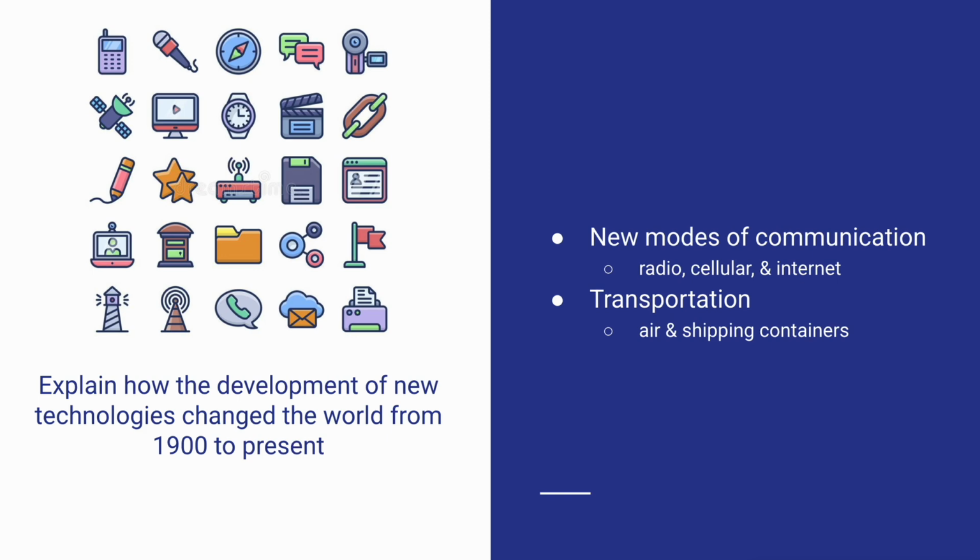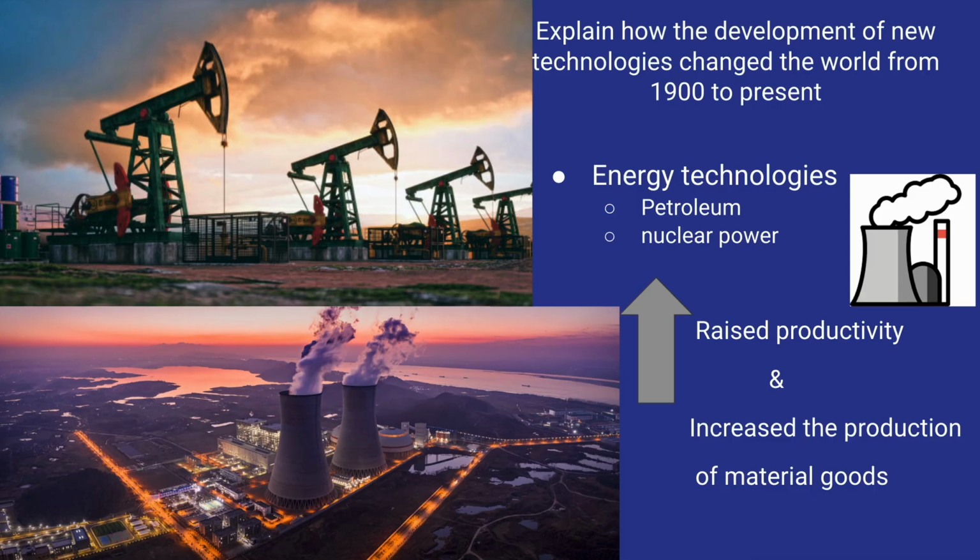And also there are new transportation technologies. For example, airplanes, using airplanes to transport items. And then you also have shipping containers, which is another feature in transportation. Make sure you can also talk about energy technologies, and specifically petroleum and nuclear power. So pictured on the top would be petroleum, and pictured on the bottom would be nuclear power. What we see is there is an increase in productivity, which increased the production of material goods.